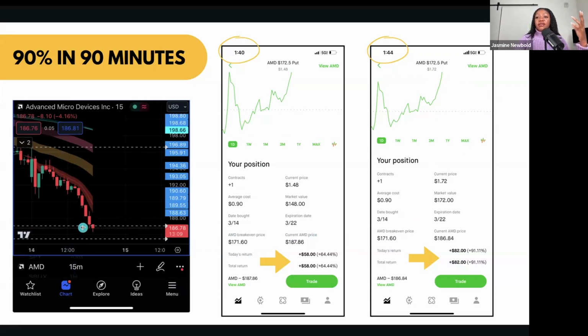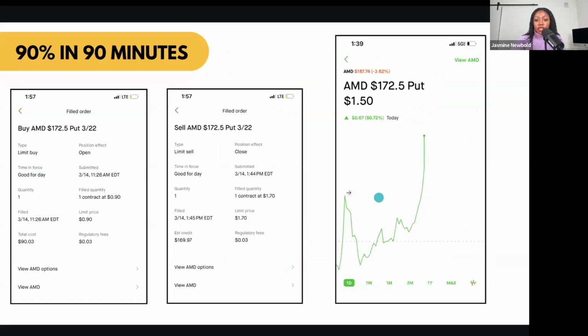So it wasn't even that big of a move, but because it was moving further into the direction that my contract needed to go in, I'm getting more and more and more in profit. That $90 that I spent has now turned into $172. So I'm up $82, 91% on this contract. I decided to close out. That's an amazing return.